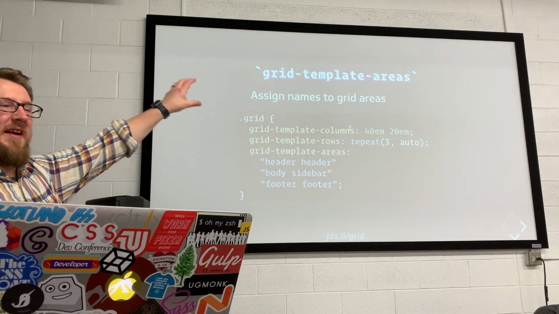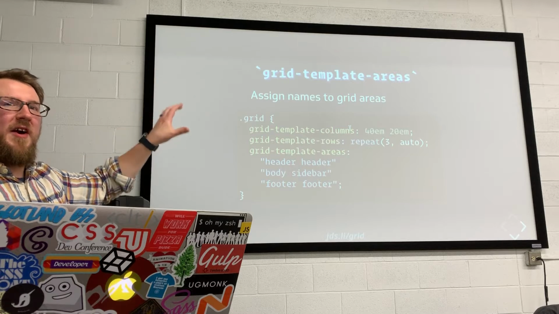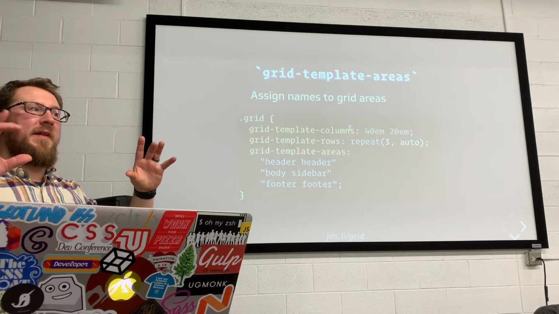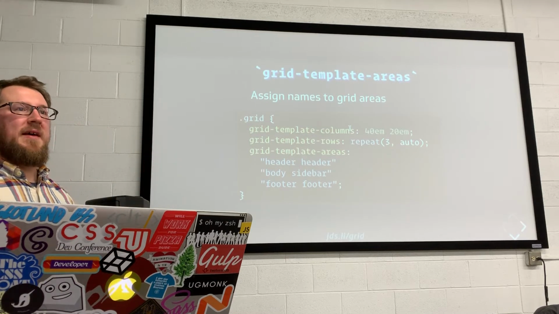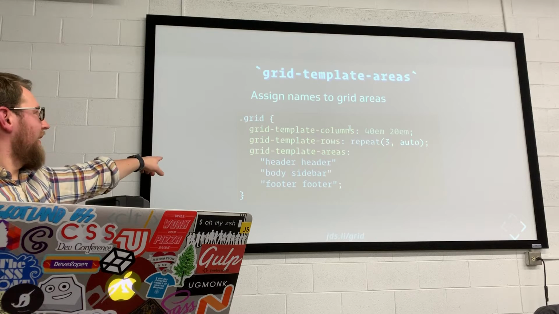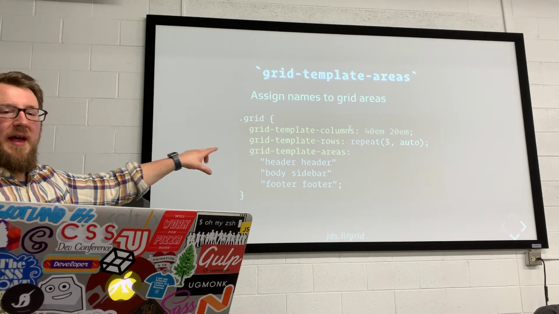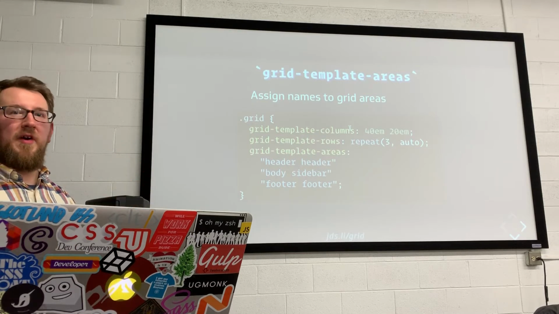The first and second column in row 1 are both gonna be named header. In our grid, that's going to function like 1 block, 1 area, and any element we put in there is gonna take up the whole width as it needs to. Then in the second row, column A is gonna be the body, and column B is gonna be called sidebar. And then the final row is gonna be, both columns are gonna be 1 area called footer.